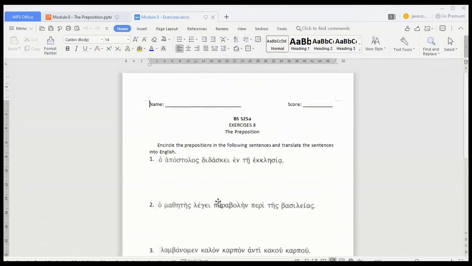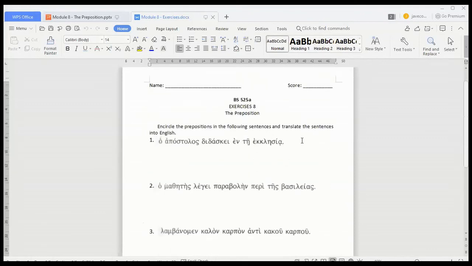So you answer it, and after answering, you can take a picture, or you can also scan it in your computer and send it via our Canvas account.